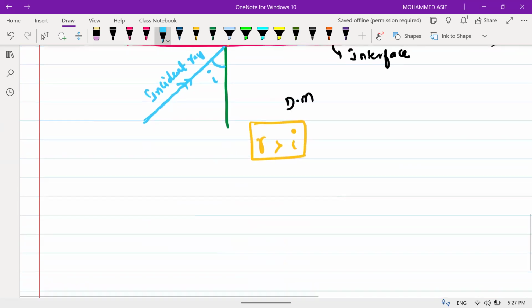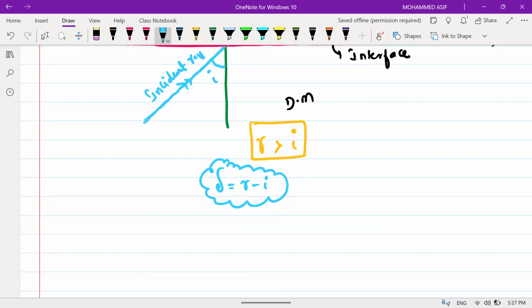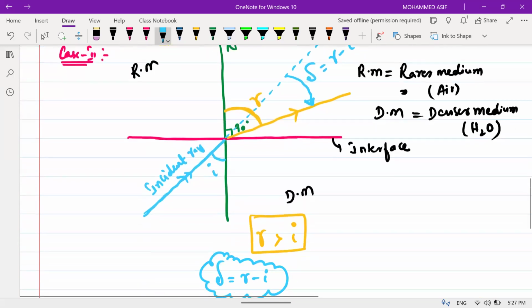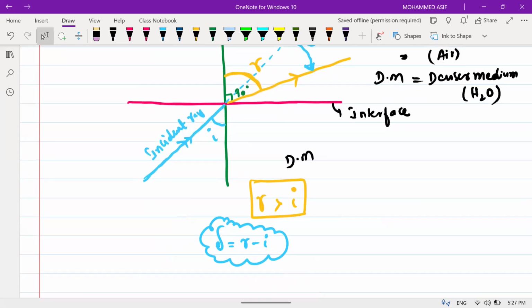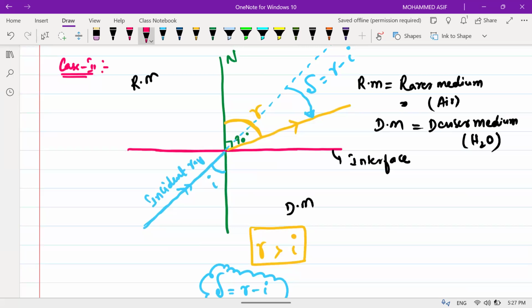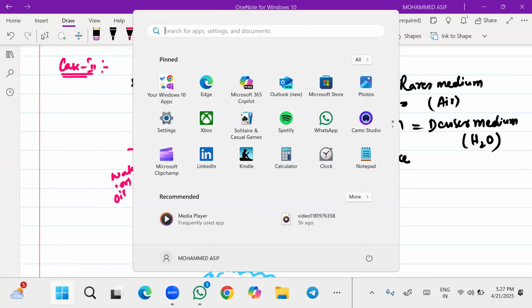Clear? So what is the deviation formula here? Delta is equal to angle of refraction minus angle of incidence, R minus I. This is your deviation. Clear? Denser medium means, for example, water or any oil. When the light is moving from denser medium to rarer medium, the ray will bend away from the normal.